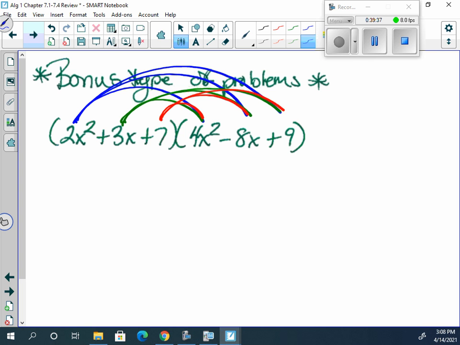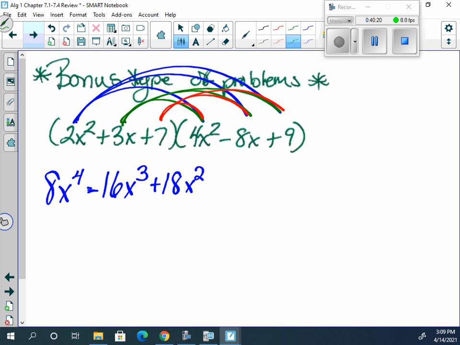So if we look at the first one, 2x squared times 4x squared, well, 2 times 4 would give us 8. X squared times x squared, well, 2 and 2 gives us 8x to the 4. Now 2x squared times negative 8x, well, 2 times negative 8 would be negative 16. Our x squared times x would give us x to the third, x cubed. And lastly, 2x squared times 9. Well, 2 times 9 would be plus 18x squared.